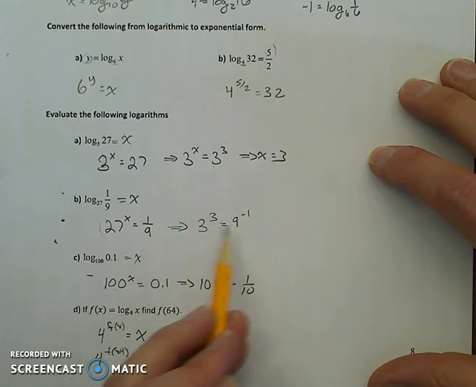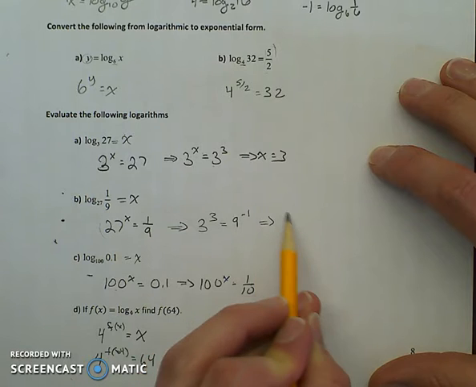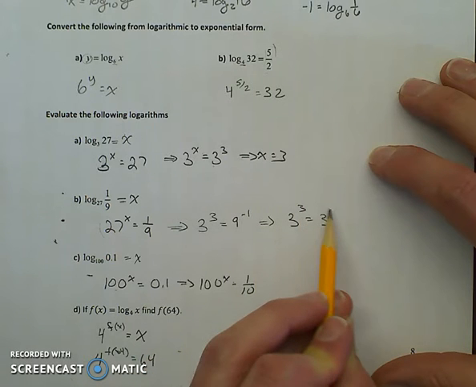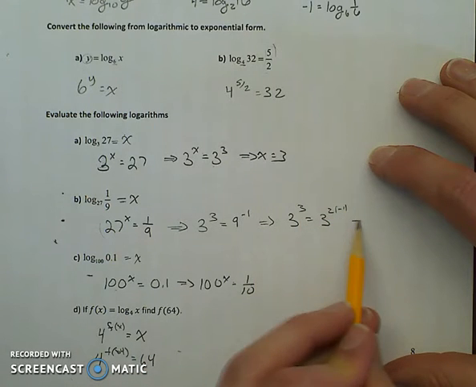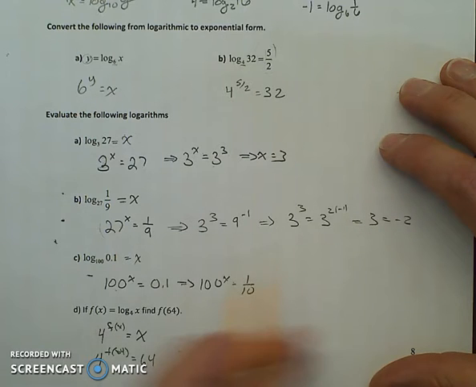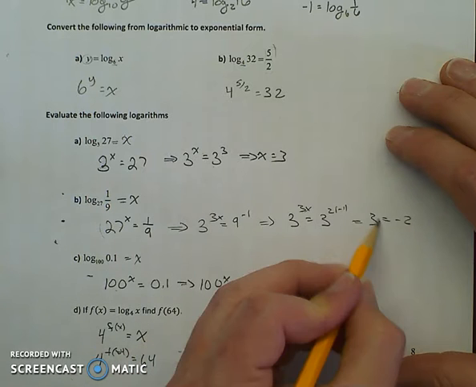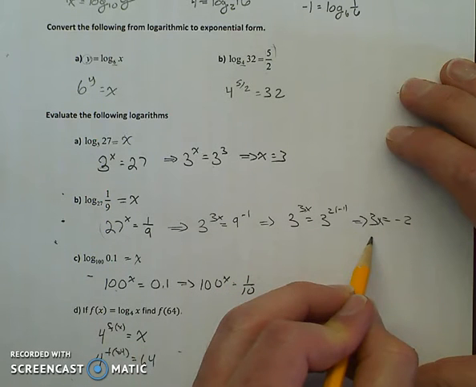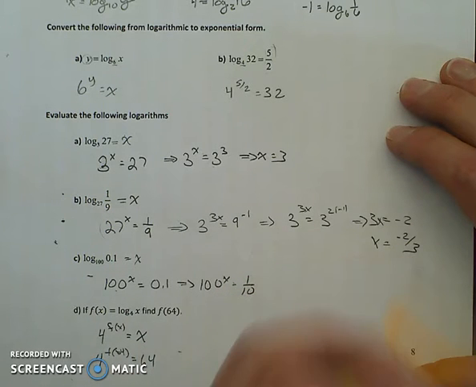Well, still not common bases, so we'll go one step farther. 3 cubed equals 3 squared times negative 1. And now we're going to get 3 equals negative 2. Excuse me, got the x there, 3x. May help if we keep the x's. So 3x equals negative 2, and therefore x equals negative 2 over 3.